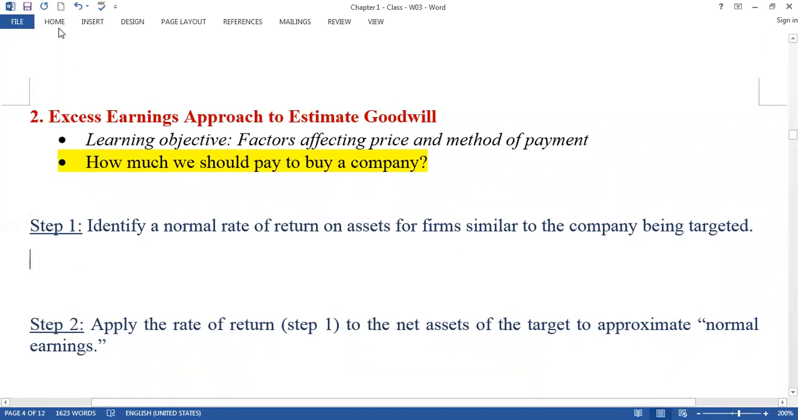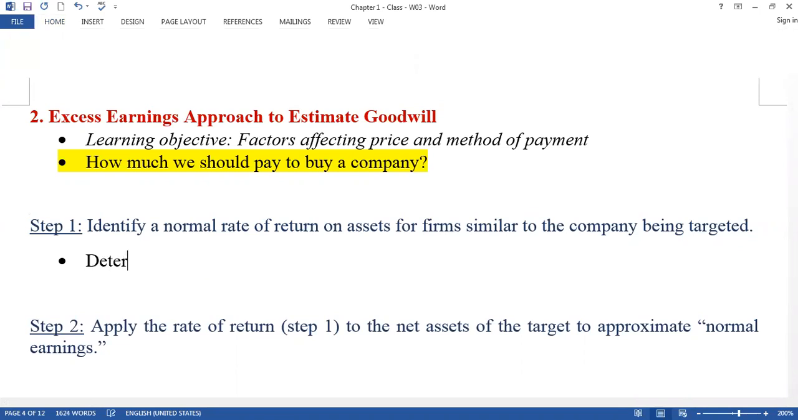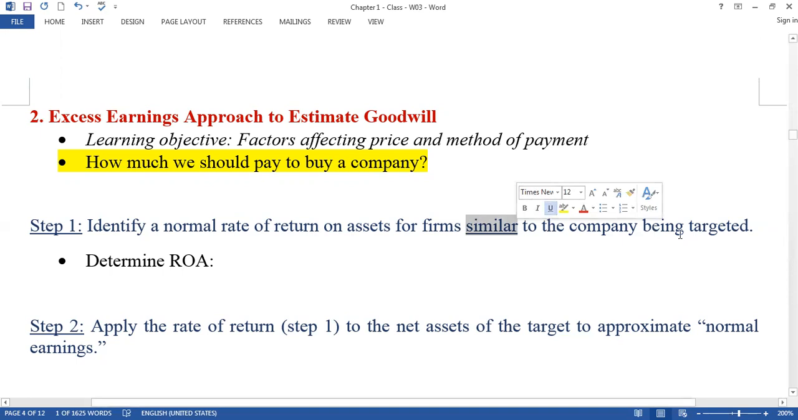Step 1 is mainly about determining ROA, that means return on assets. So what is the meaning here? Identify a normal rate of return on assets of firms similar to the company being targeted.